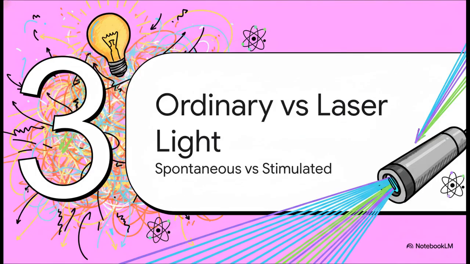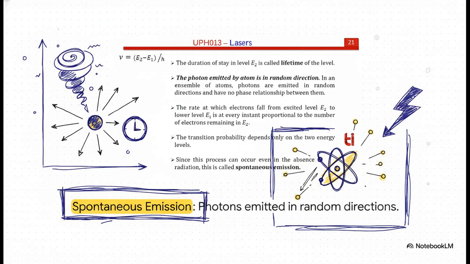Section 3. Ordinary versus laser light. So what actually made Maiman's ruby laser so profoundly different from, say, a regular desk lamp? Well, ordinary light is created through something called spontaneous emission. This is where an atom's electrons naturally and completely randomly fall from an excited high-energy state down to a lower energy level. When they make that drop, they release a photon of light unprompted.